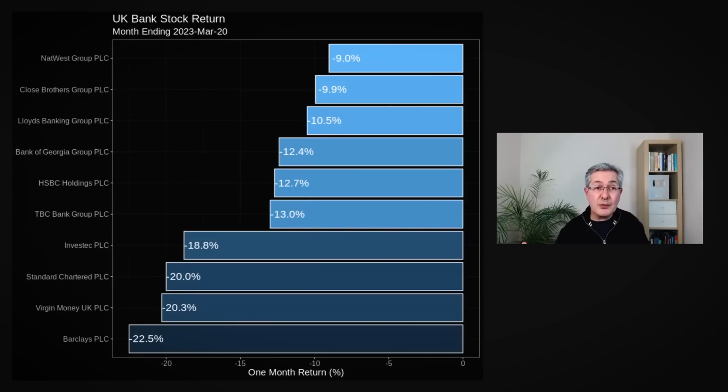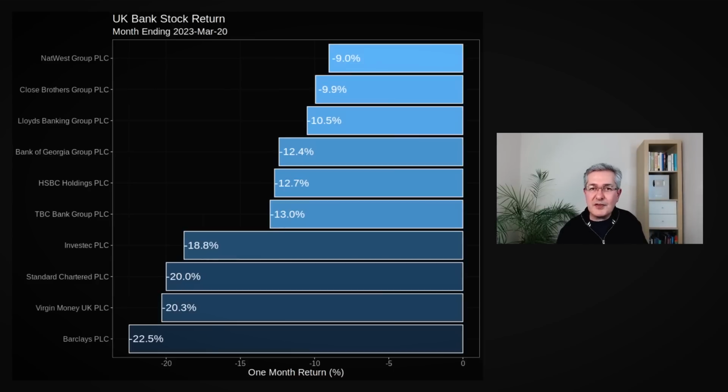Remember that. Another crude but effective signal comes from the share price of the bank itself. So here are the UK bank stock returns for this crisis period. This is the 1 month period ending on March the 20th. Notice how Barclays has sold off by over 20%, whereas NatWest Group sold off by only 9%. As I said, some of that is because of the common equity tier 1 ratio. That's higher for NatWest than it is for Barclays. HSBC also sold off by less, probably because it's a GSIB.